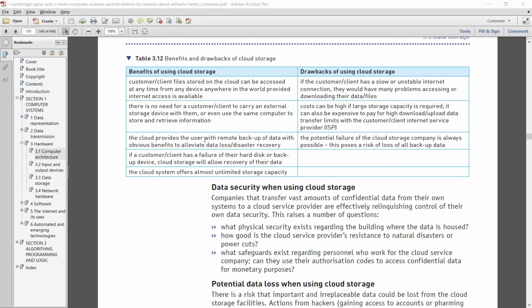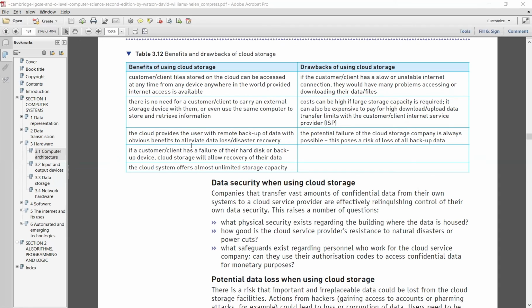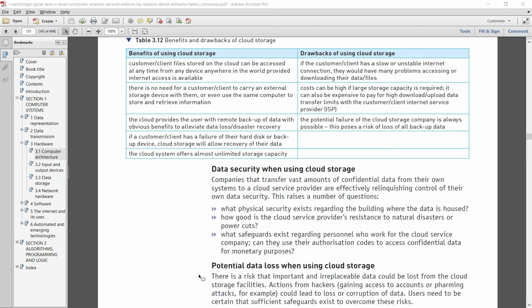Now, on the contrary, if you talk about the drawbacks, if there is a slow or unstable internet connection, then that is not going to be of any use at all. And cost can be high if you are using a lot of storage, like going beyond the allowed capacity, then you have to pay for the cloud storage. There is also always a risk that some data can be in danger because of anyone accessing your data. There's still a chance that your data will be accessed if the cloud is accessed by anyone. So these are the few drawbacks and benefits that you need to know.